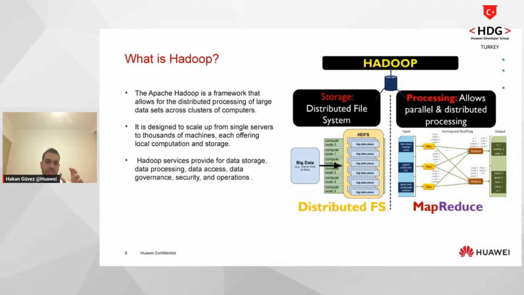Hadoop services provide data storage. This is the important point. Data processing, data accessing, data governance, security, and operations. Therefore, the load will decrease and the processing time will also be shortened. That's the critical point for big data employees and operations. Apache Hadoop can be divided into two main parts. HDFS, known as a distributed file system, is used as the storage part, and MapReduce as the processing module.